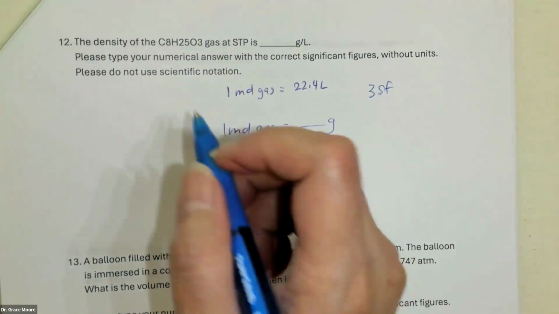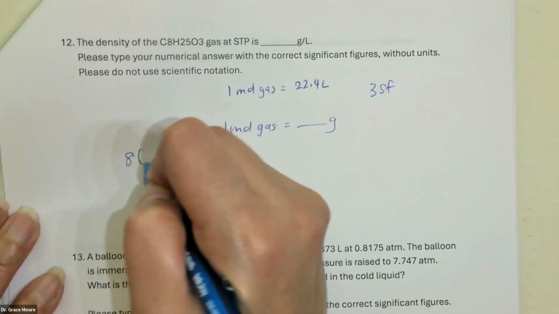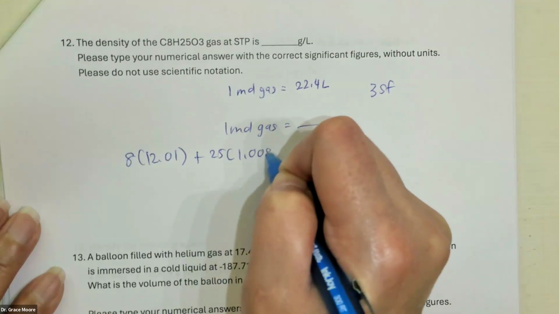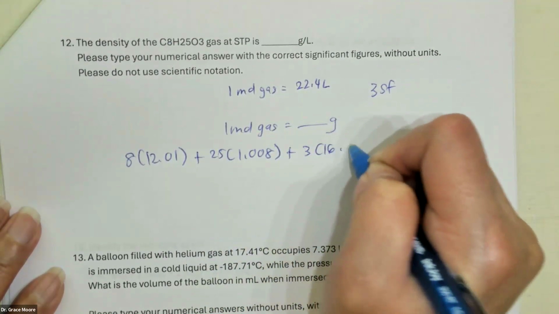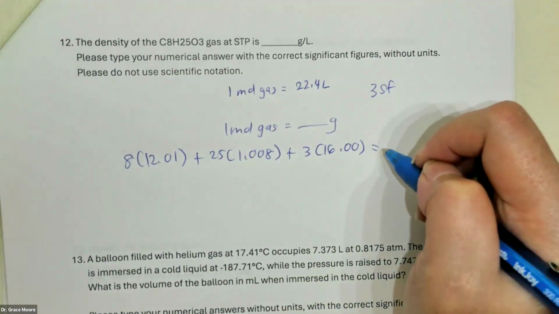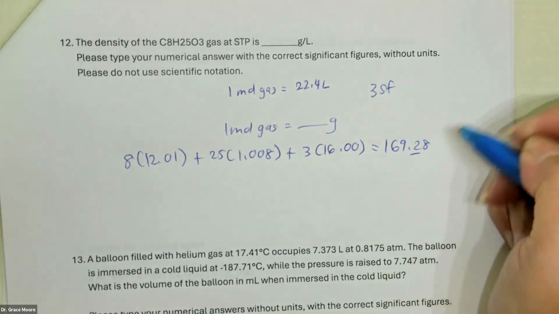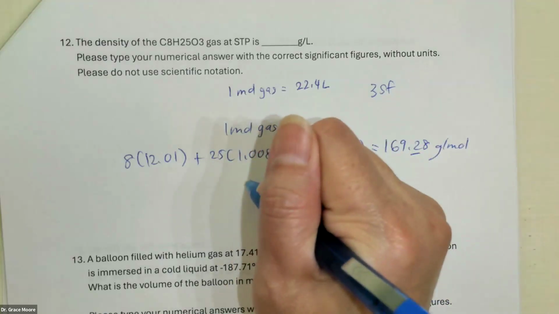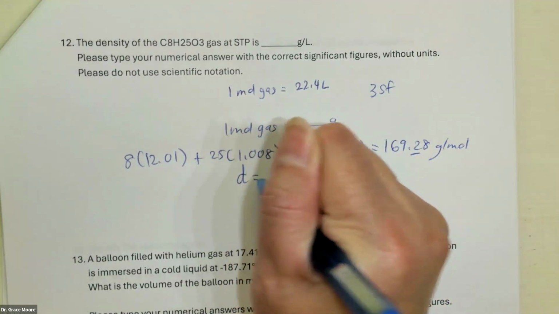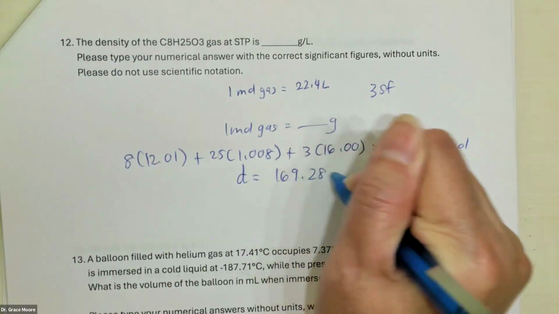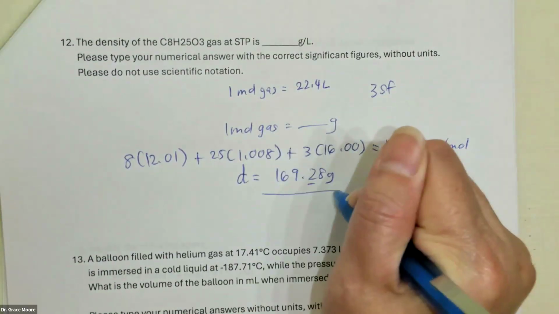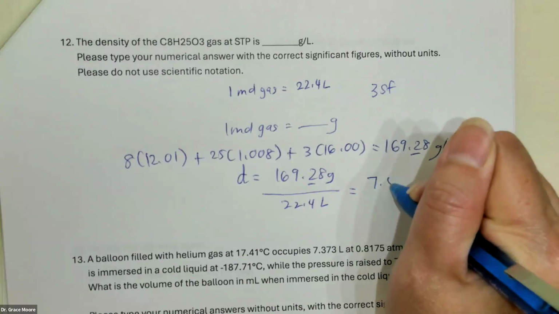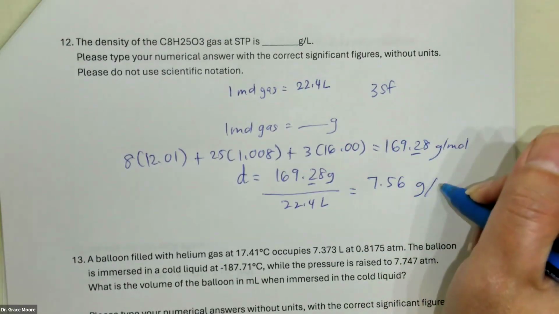So let's find the molar mass of this. C8, so 8 times 12.01 plus 25 times 1.008 plus 3 times 16.00. Add it up, you get 169.28 grams per mole. And then density would be 169.28 grams divided by 22.4 liters. You get 7.56 grams per liter.